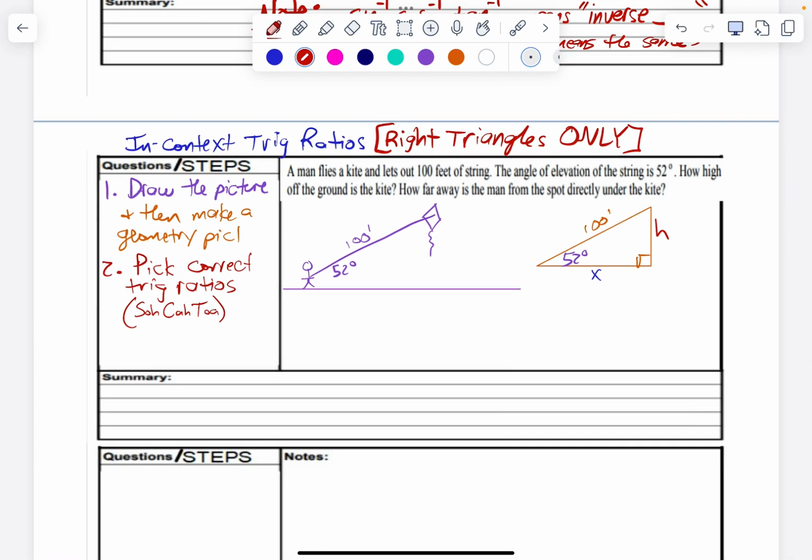Anyway, which one do you want to solve for first? Okay, we're solving for x first. Which ratio relates the knowns with x?